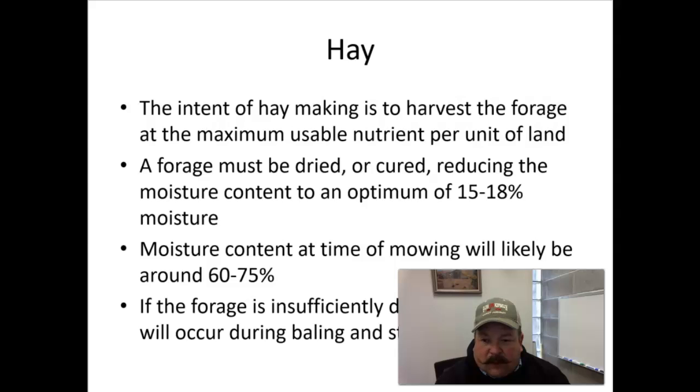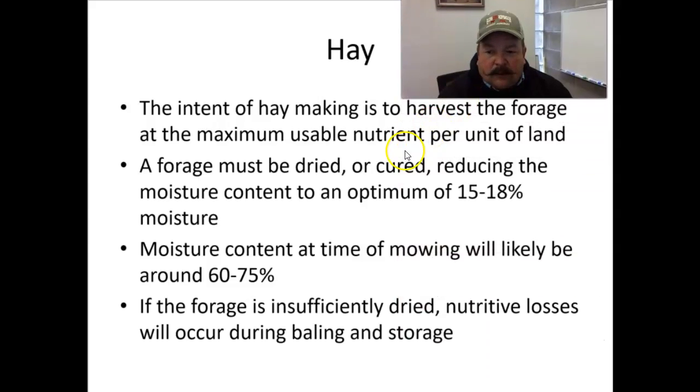So the intent of hay making is to harvest the forage at maximum usable nutrient per unit of land. So I want as much sugar as I can get, or as much energy as I can get per acre off of that hayfield. You as the manager have plenty of control over how much usable nutrient you're going to actually get put in a bale and be able to use. So that forage has to be dried. Feed books are going to call that cured quite a bit. Drying it out and curing it, same difference.